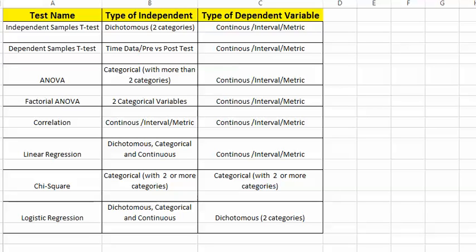Okay. Now keep this in mind. This is definitely something we'd have test questions about. If your independent variable is measured this way and your dependent variable is measured that way, what test do you use? Okay. This is important. Keep it in the back of your mind.